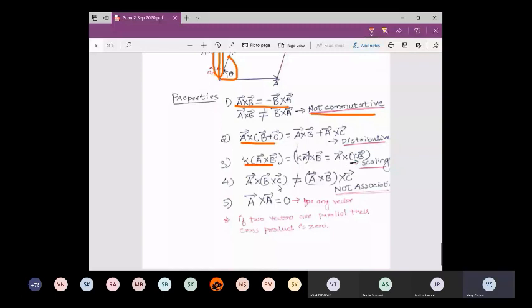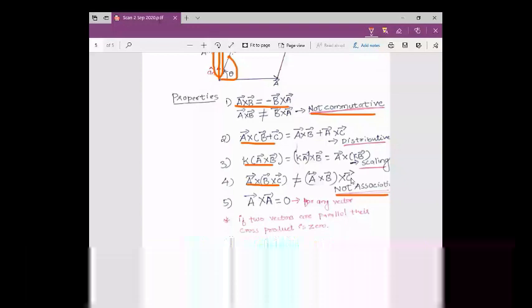The cross product is not distributive. It is also not associative. If we first perform B cross C and then perform A cross that result, it is not the same as first performing A cross B and then crossing that result with C. This is important: it is not associative.